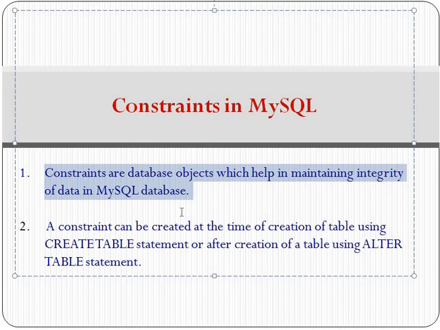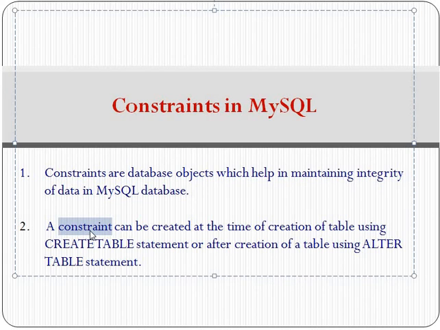In addition to the primary key constraints, you have also encountered the foreign key constraint, the enum constraint, and the set constraint. There are in fact many more types of constraints which I shall be discussing in the subsequent slides. Now look at point number 2.